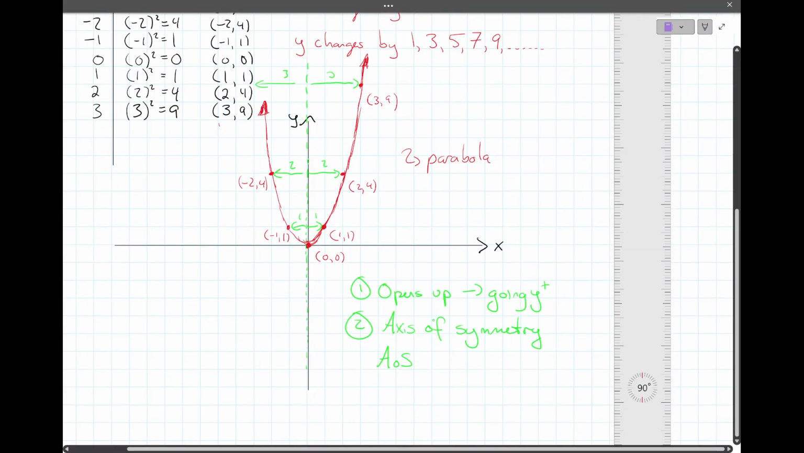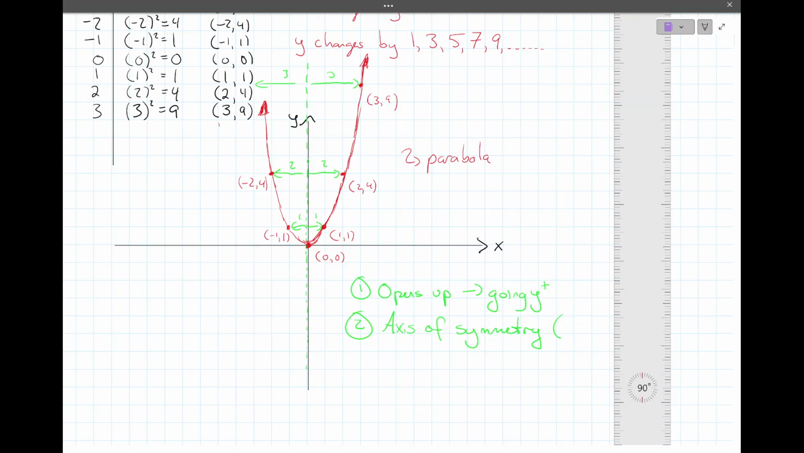Axis of symmetry often gets abbreviated to AOS. So actually, let's put the bracket here. This is AOS, and this is going to be the vertex component of x. So the axis of symmetry is often the x value of the vertex. And we're going to talk about moving vertexes later. We won't talk about it in this lesson, but we'll talk about it a bit later.